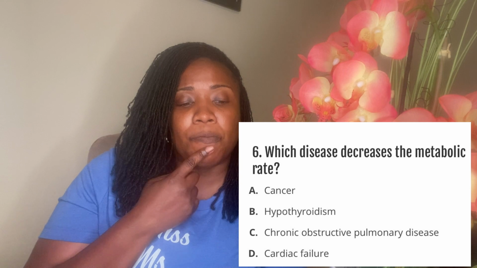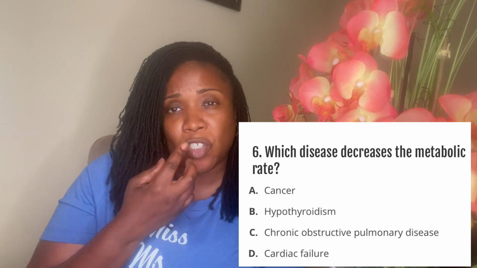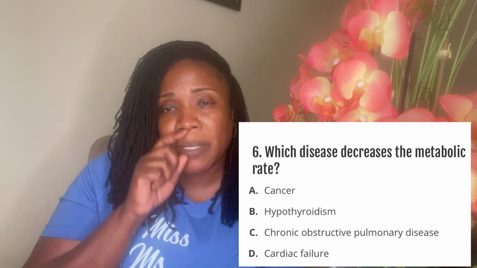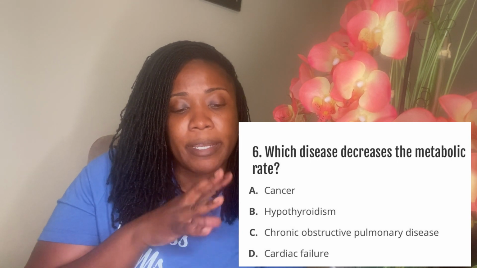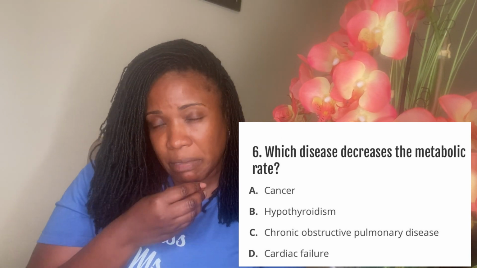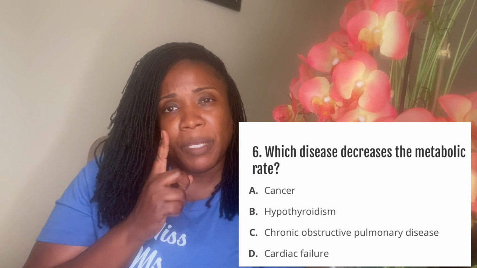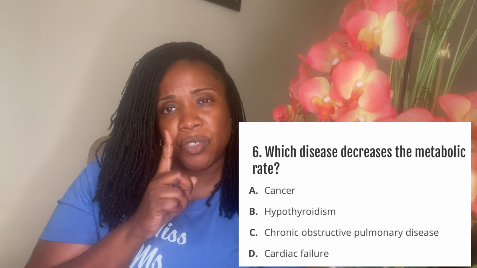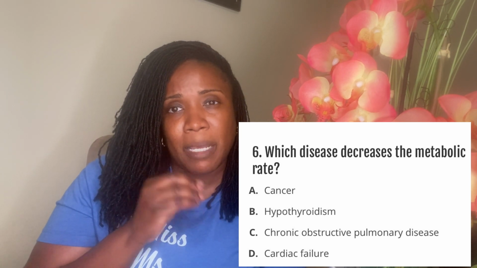We have chronic obstructive pulmonary disease. That's COPD. COPD has to do with your lungs. It has to do with breathing. It has to do with oxygen. It has to do with CO2. So that's probably not going to affect my metabolic rate. And then we have cardiac failure. Cardiac failure has to do with your heart pumping blood to the rest of your body. Cardiac failure would be your heart's inability to pump blood effectively to the rest of your body. So I don't think that would have anything to do with the metabolic rate.